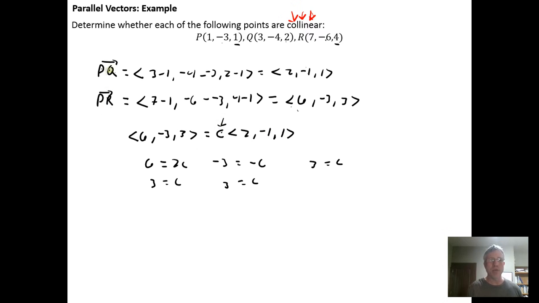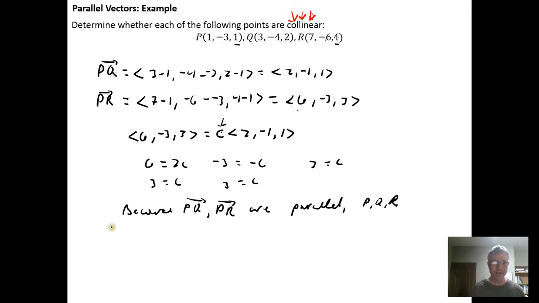Therefore, PQ and PR are parallel, and because they're parallel, we can deduce or conclude that P, Q, and R are collinear points.